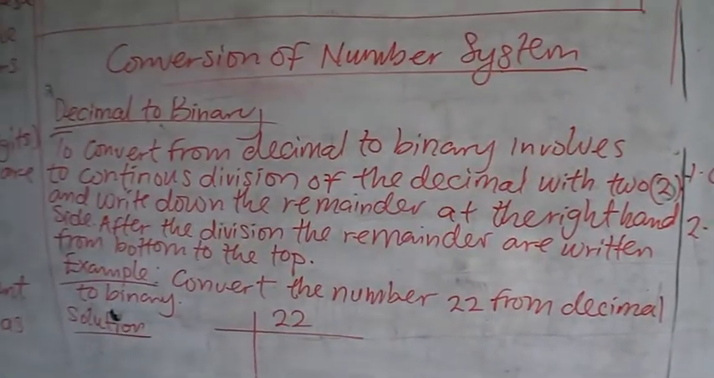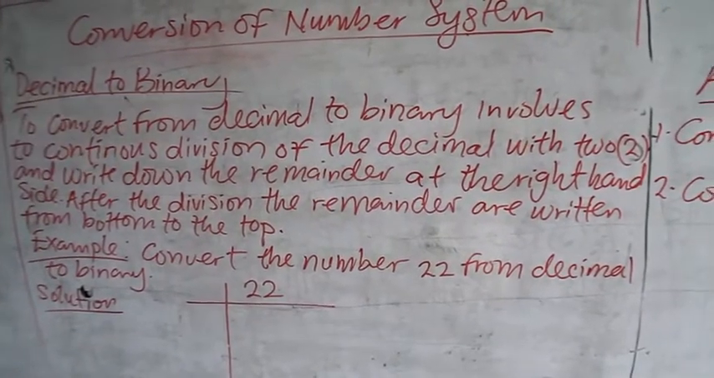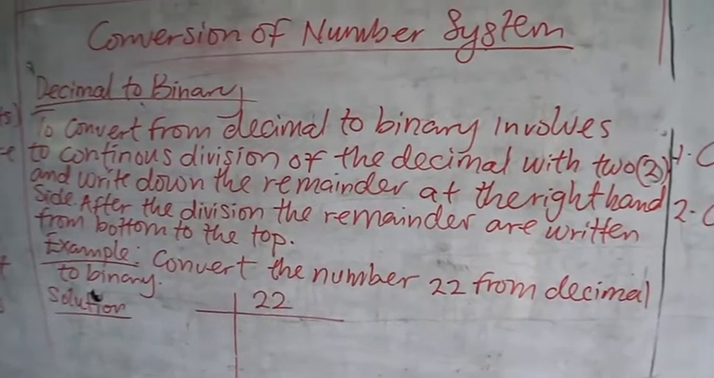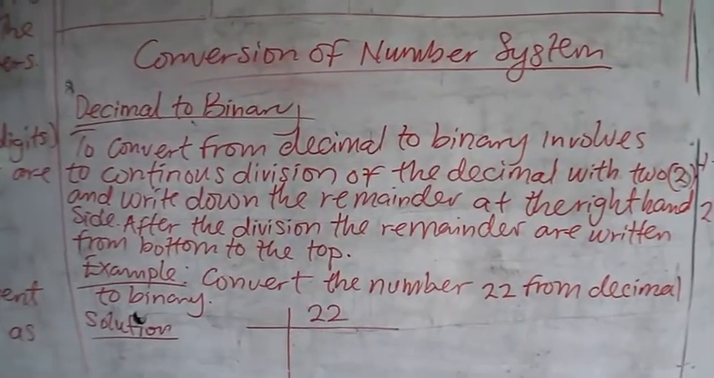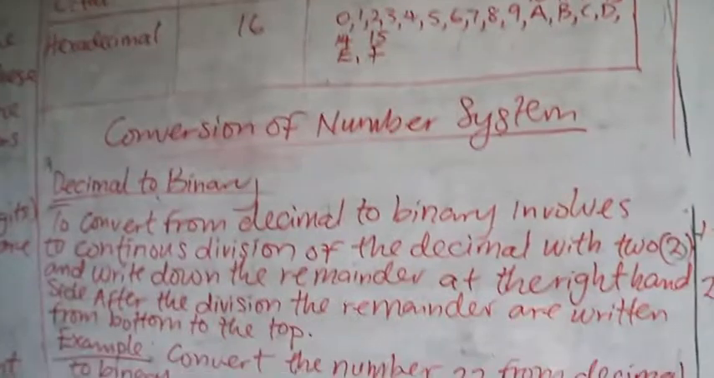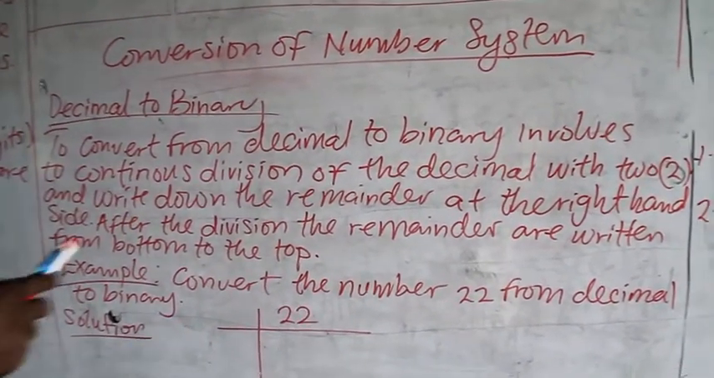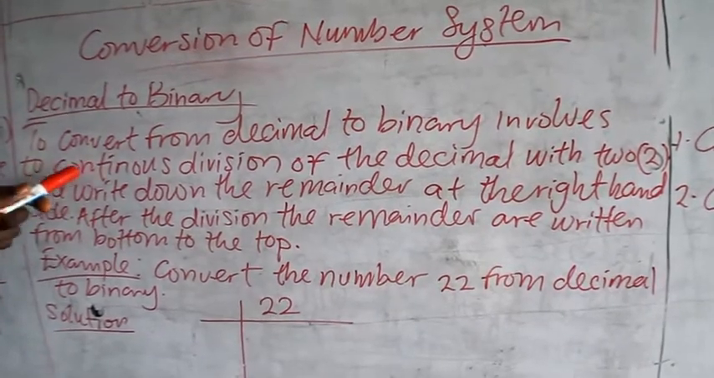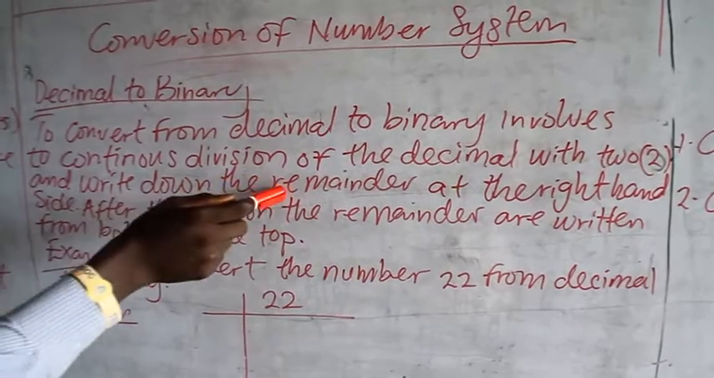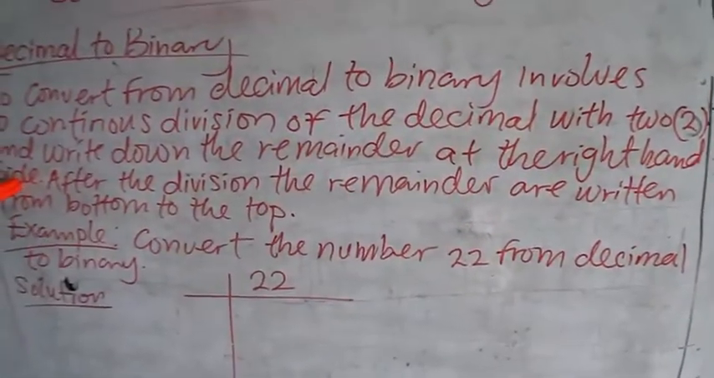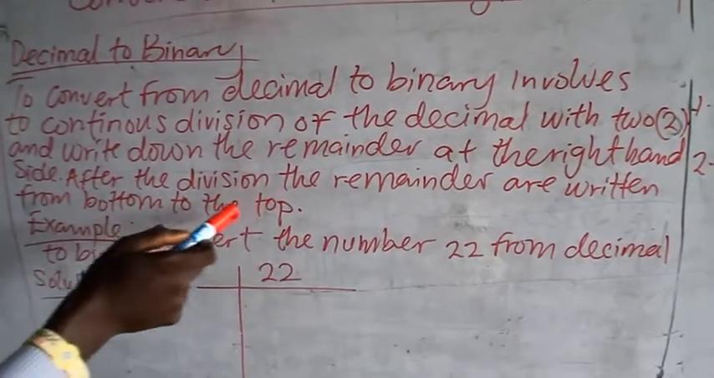Under this conversion of number systems, we'll be looking at converting decimal to binary and converting binary to decimal for this lesson. In the next lesson, we are going to look at how we convert octal, hexadecimal and other number systems to each other. To convert from decimal to binary, it involves the continuous division of the decimal by 2 and writing down the remainder at the right hand side. After the division, the remainders are written from bottom to the top.